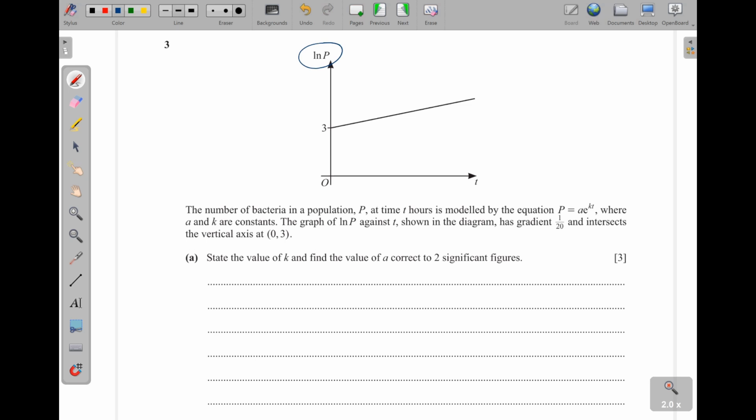Always look at what they have put on the axis. This is natural log of P and this is t. That means when we reduce this into a linear form, or if we have coordinates, we should know that the x coordinate will be the t, and the y coordinate will be the natural log of P, not just P.